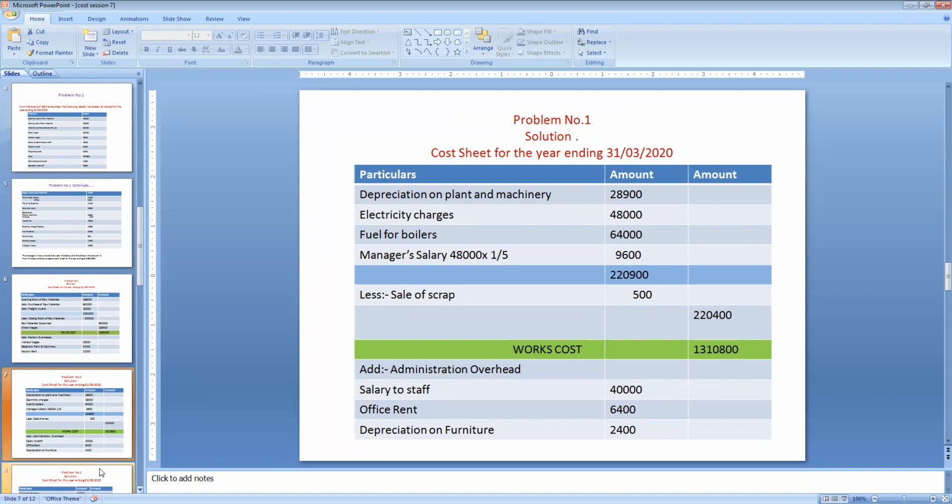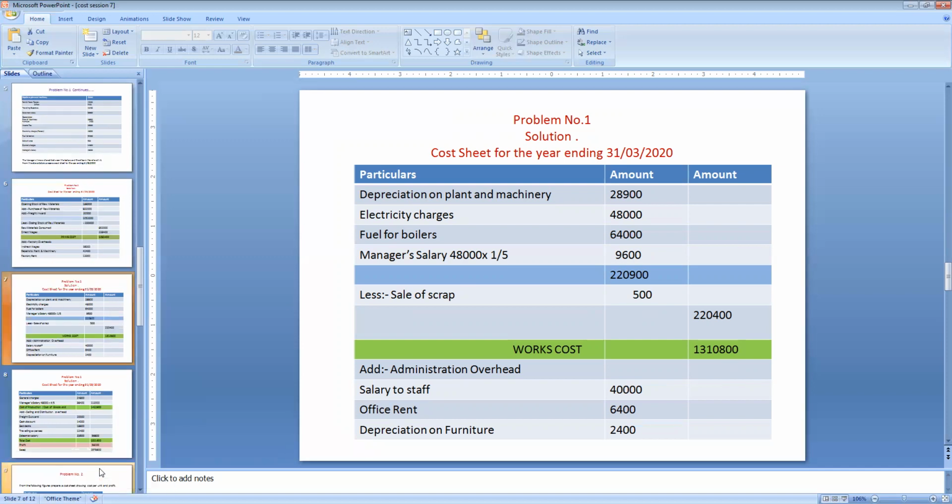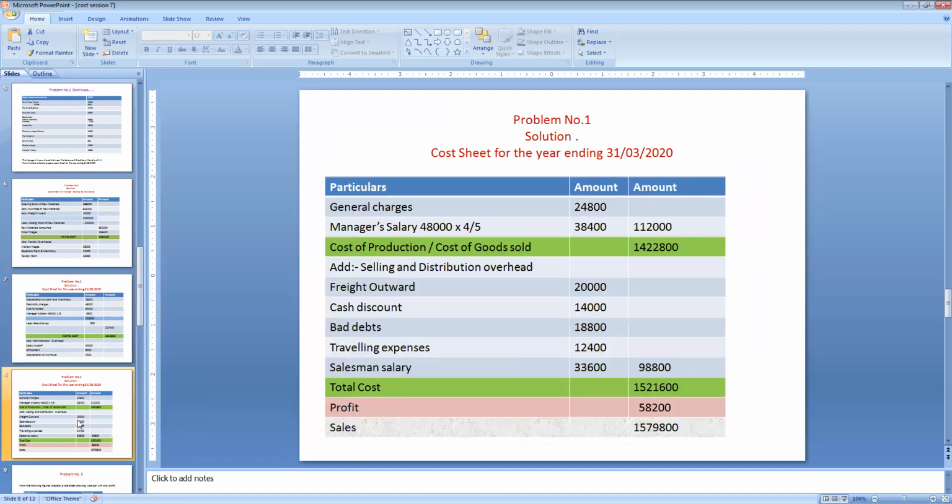To this works cost we should add the administration overhead. The administration overhead information is given: salary to the staff, that is 40,000. Office rent is given, 6,400. Depreciation on furniture is 2,400.